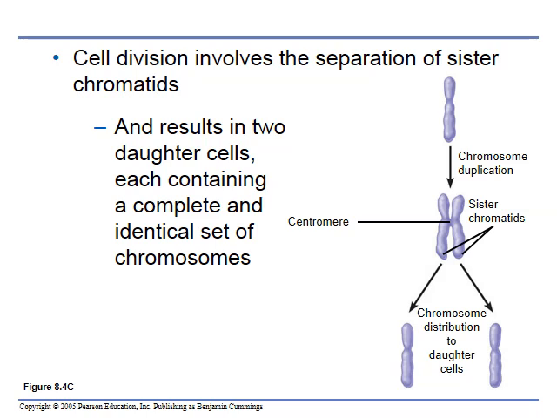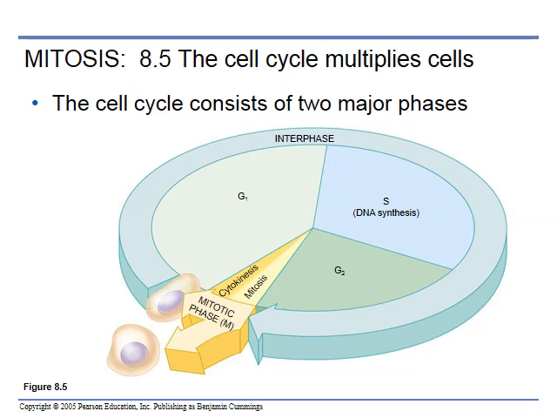Okay, and then cell division involves the separation of the sister chromatids and results in 2 daughter cells, each containing a complete and identical set of chromosomes. So the first thing you have, before the cell starts dividing, is we duplicate the chromosome and we get chromatids, sister chromatids. That's just this thing twice. And then we pull it apart at the centromere and we make sure we have 2 copies of it. And yeah, that's it. Okay, mitosis is when the cell multiplies.